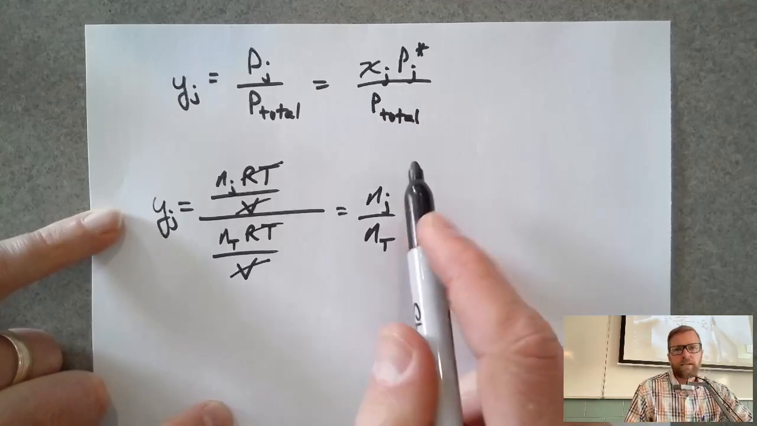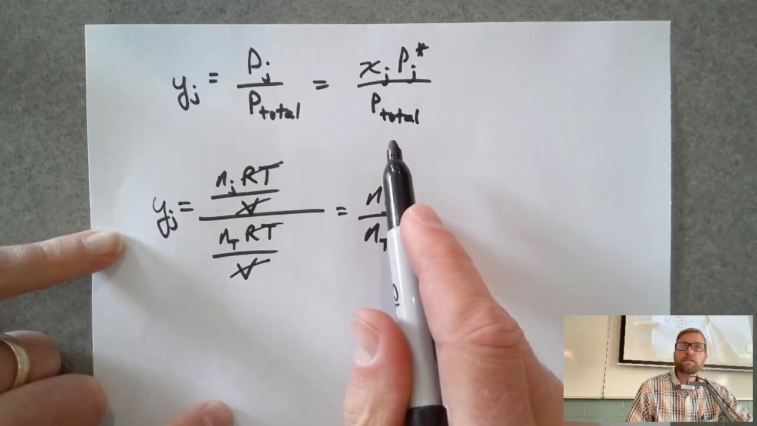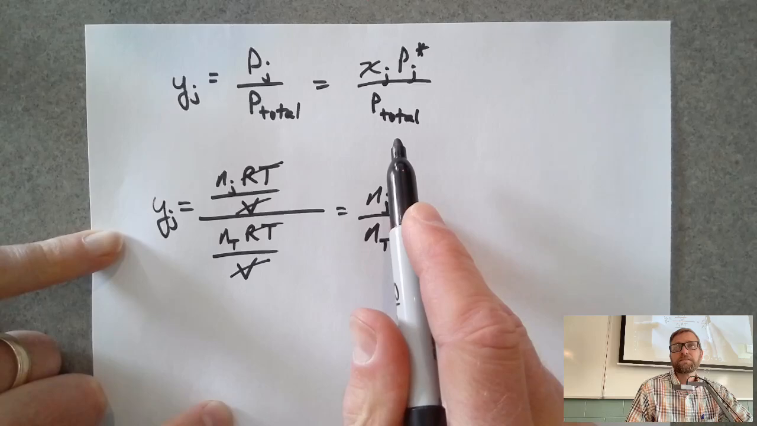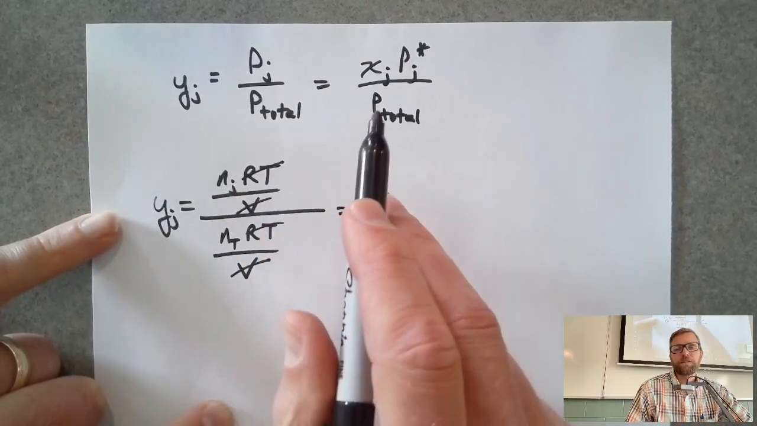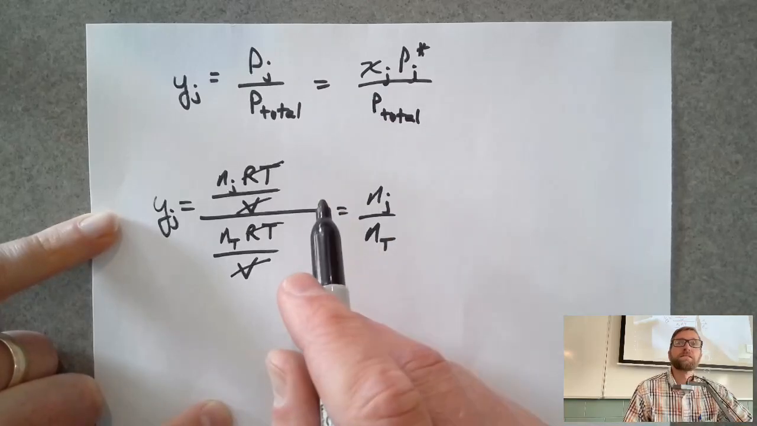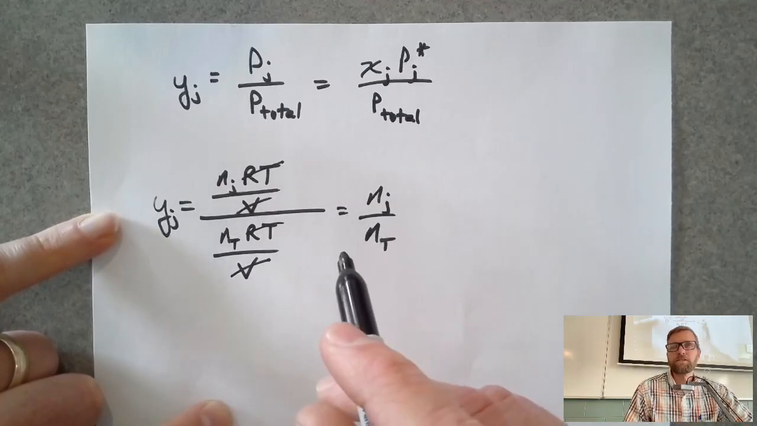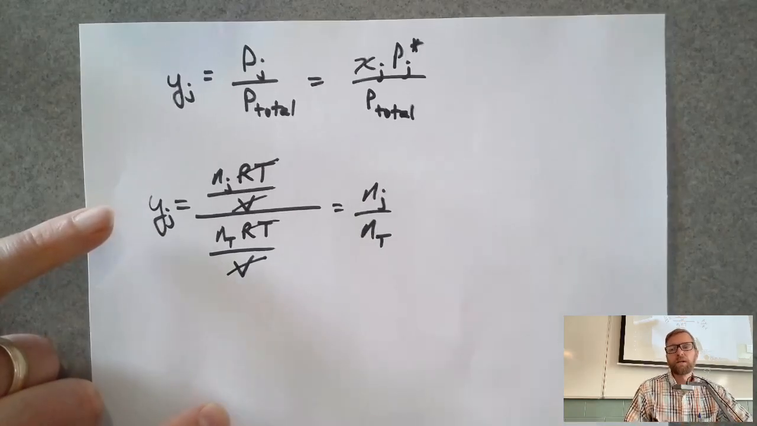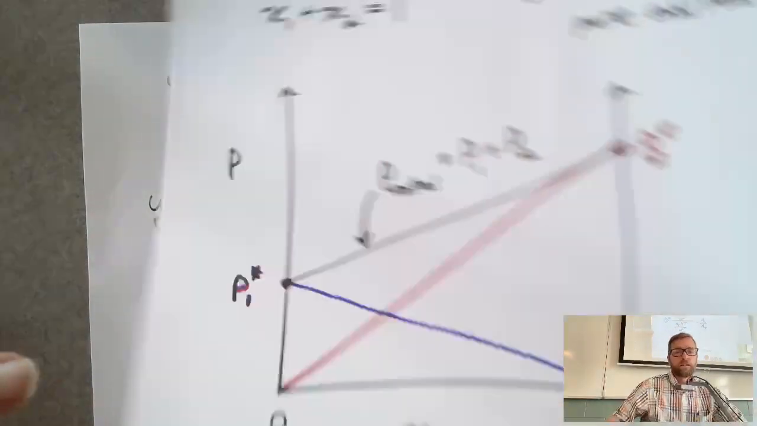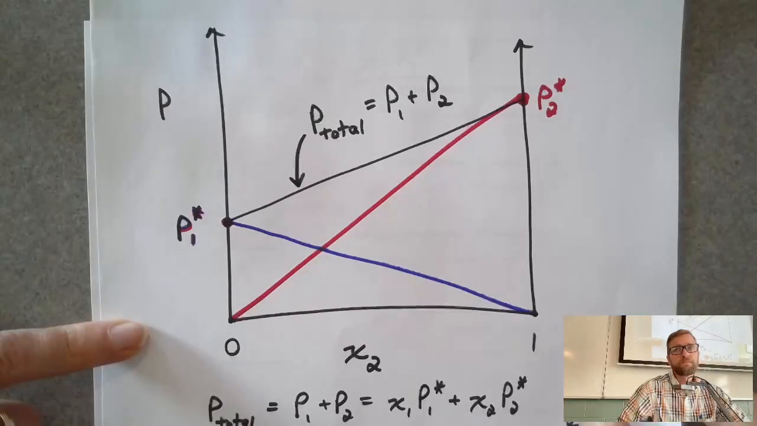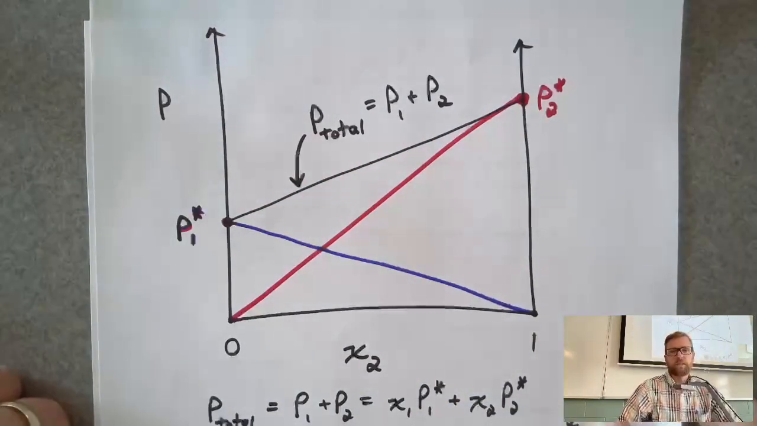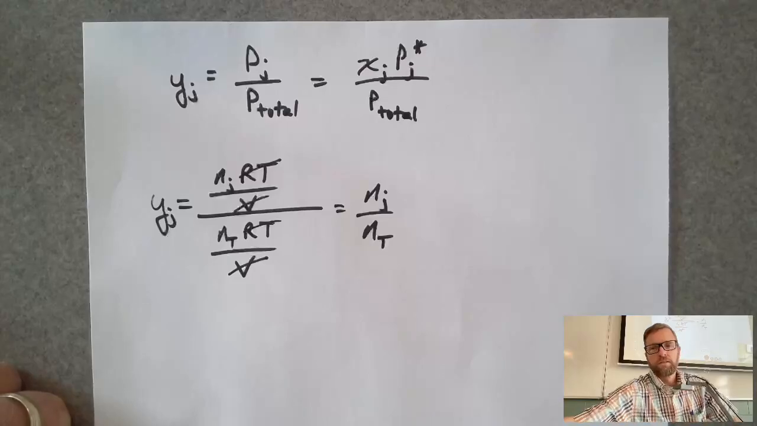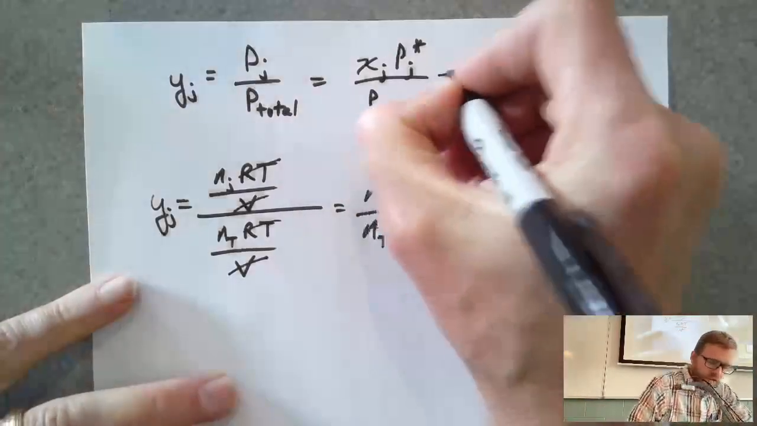Now, this would all be nice if P total were constant, wouldn't it? Because then I would just have yj is just equal to xj times a constant. So they would be, essentially, another linear function. But is P total constant? It's not. It's changing. So P total changes from P1 to P2. So that's actually changing.